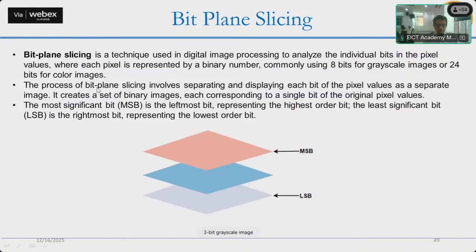The process of bit plane slicing involves separating and displaying each bit of the pixel value as a separate image. It creates a set of binary images, where each one corresponds to a single bit of the original pixel value. The most significant bit is the leftmost bit, representing the highest order bit. The least significant bit is the rightmost bit, representing the lowest order bit. It has been shown here in this diagram.